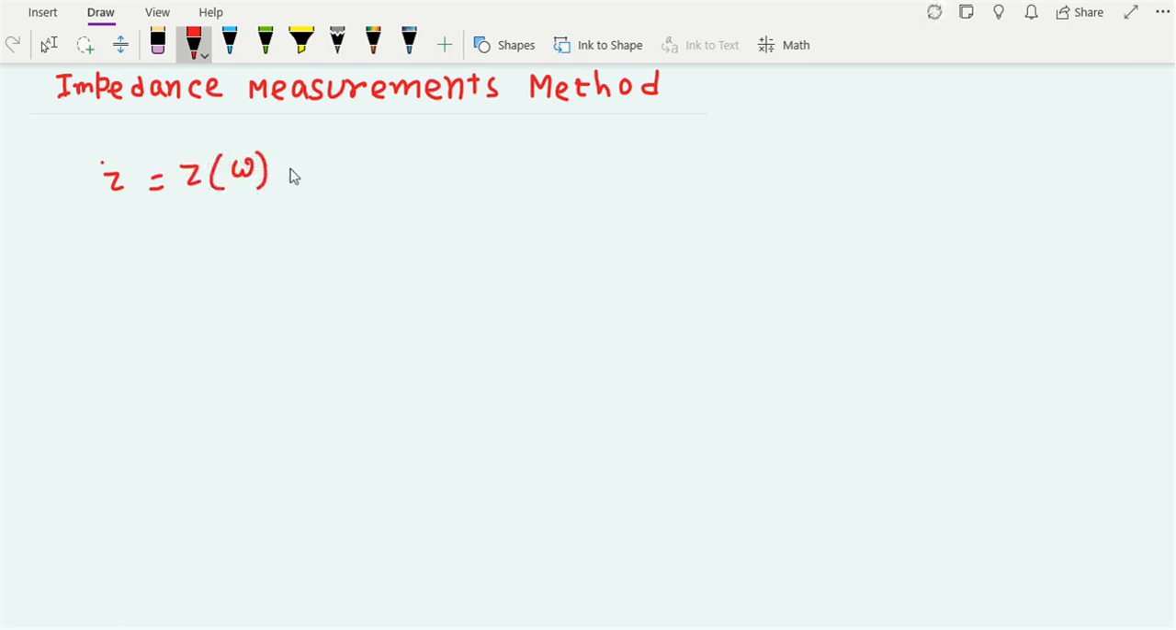It can be represented as Z = R + jX, and in graphical form you can represent it this way. This is the real axis and this is the imaginary axis. This is R and this is Z, and if you want to represent this in polar coordinates, you can represent it in Z. Sorry, this is X, this is Z and this is theta, so you can represent it this way.